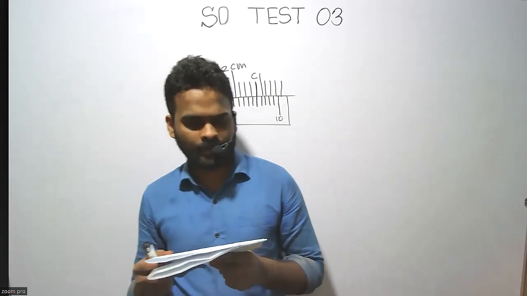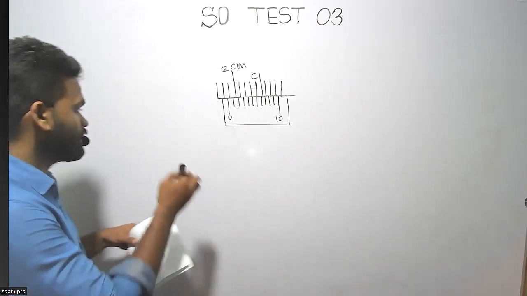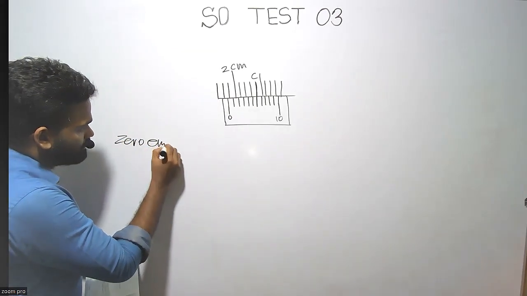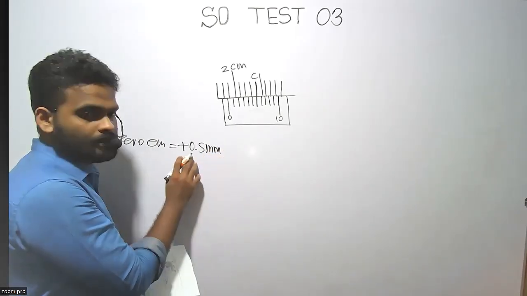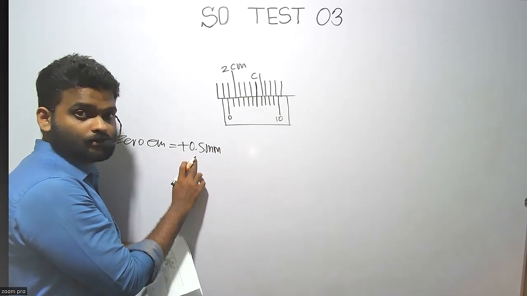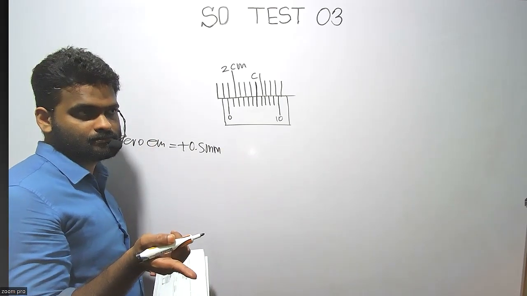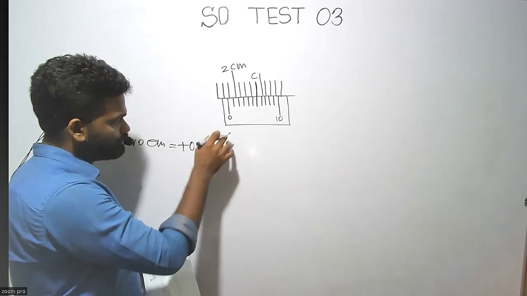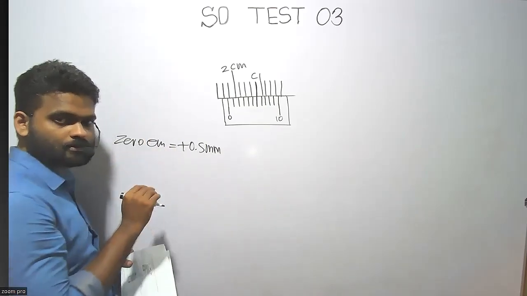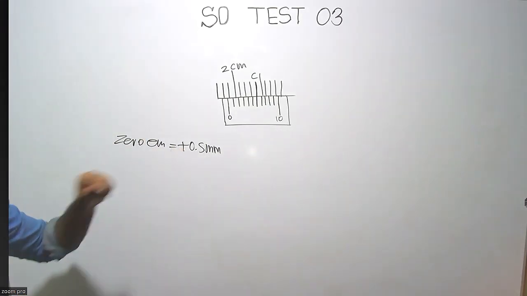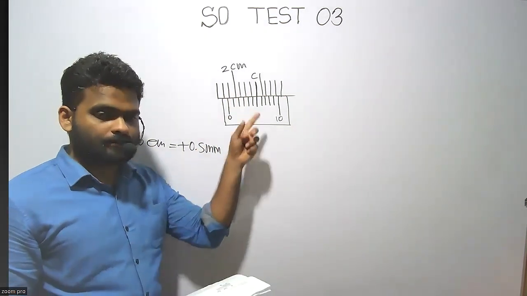10th question. If the vernier caliper has a zero error of plus 0.5 millimeters, right? If the zero error is positive, you need to know that the correction is negative. So whenever you take a measurement from that caliper, you need to subtract this much. Zero error should be subtracted if it is positive. So before doing the subtraction, we need to take the reading.